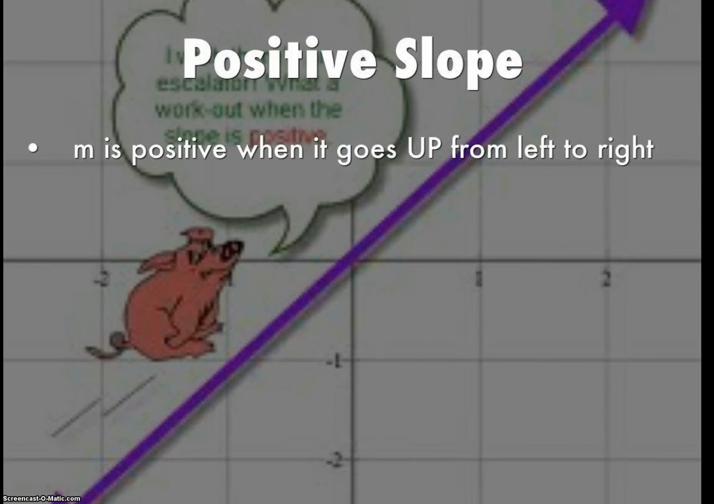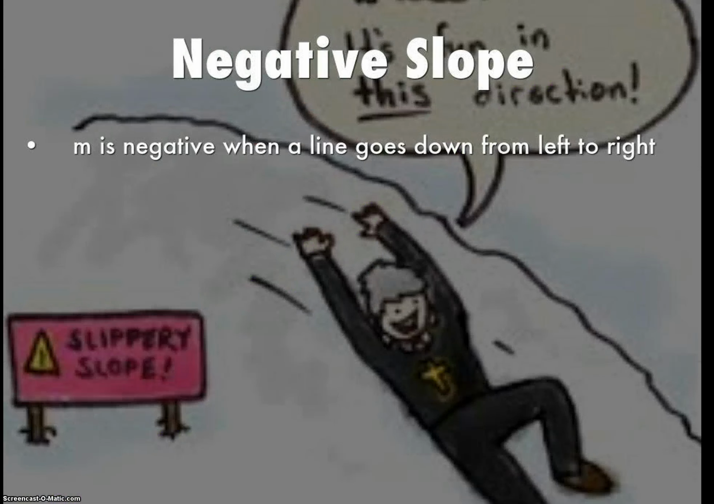So positive slope. In the background, you see a pig running up a slope. The purple line there is positive when it goes up from left to right. So he's saying he'd rather have an escalator, but it's only a workout if the hill is actually going up. So it's a positive workout. Negative slope, it's more fun to go snowboarding, sledding, skiing when the slope goes down versus going up. So if the slope is going down, it's negative.